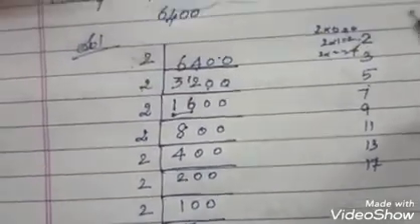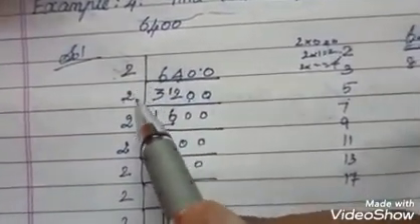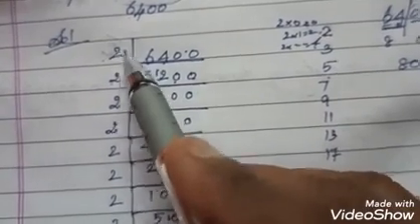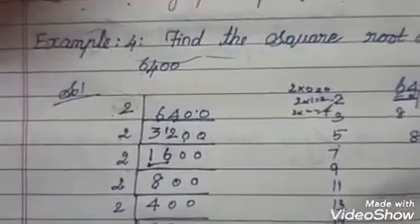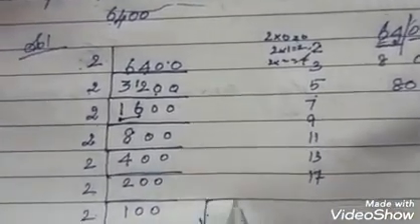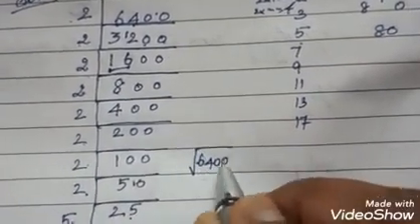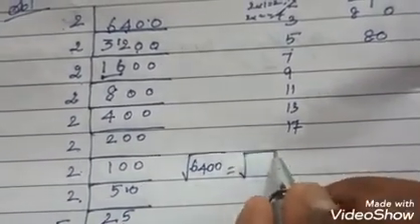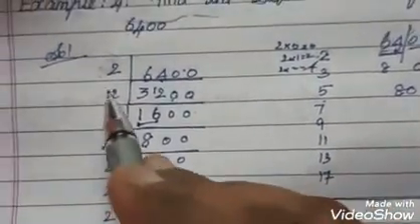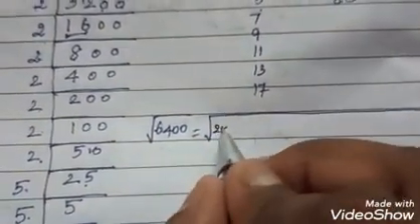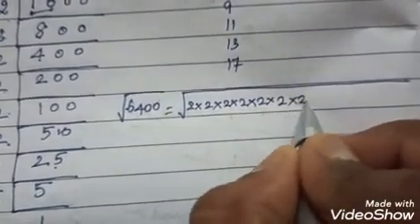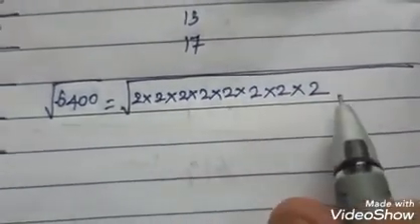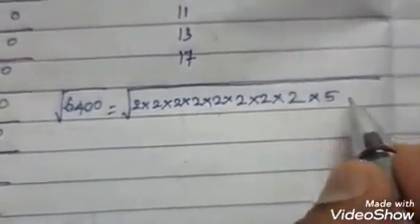Now you have to see what the factors are. 2 into 2 into, so how many 2s are there? 1, 2, 3, 4, 5, 6, 7, 8. And then two 5s are there. Just write the factors under the square root. You need to find the square root of 6400. Just put the square root, and how many 2s? Eight 2s, so 2 into 2 into 2 into 2 into 2 into 2 into 2 into 2, and two 5s.